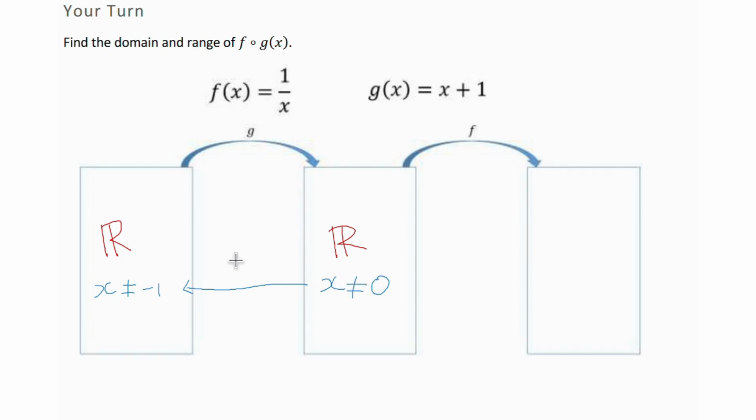So here we've got like a backwards application. The second function is actually impacting the domain of the original thing. Now let's think, what can we get out of f? Even though we can put any real number except 0 into it, out of f we can get any real number except for 0.